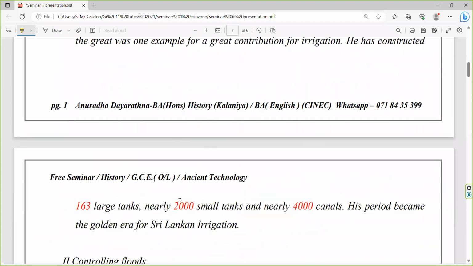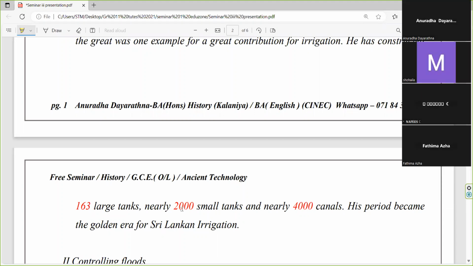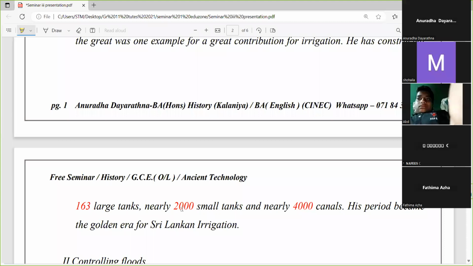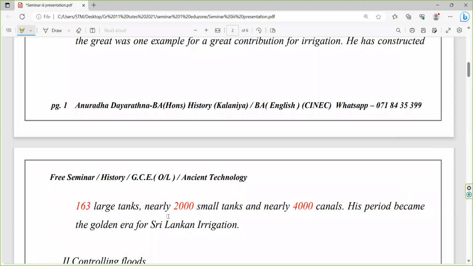So this is the work of this paragraph: 163 large tanks, nearly 2,000 small tanks, and nearly 4,000 canals. If you can remember only like this and write it, you are confirming your knowledge to the person who evaluates your paper. But if you are not giving these examples, sometimes they may think that you have less knowledge on this. Because of that, you are getting fewer marks. The best thing is, you have to give examples.